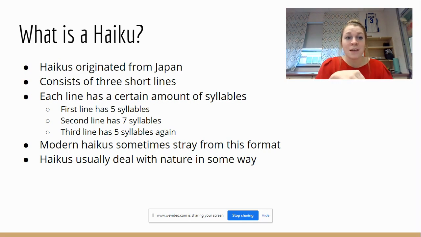So I know that you're probably going to find yourself going, okay, counting the syllables out on your fingers and stuff, which is good.